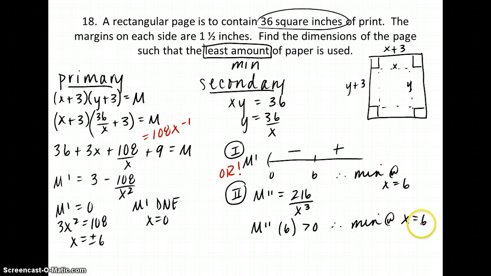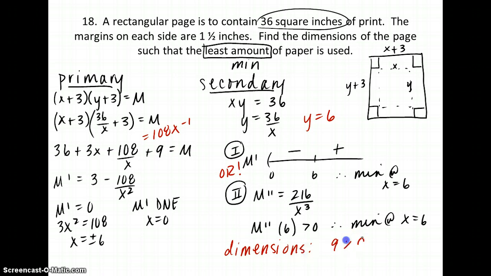Alright, so take x, plug it back into the secondary, so we get y is equal to 6 as well. Squares always maximize or minimize. But now we have to go back, look at our primary equation. The dimensions were x plus 3, y plus 3. So to answer the question, what are the dimensions of the page?